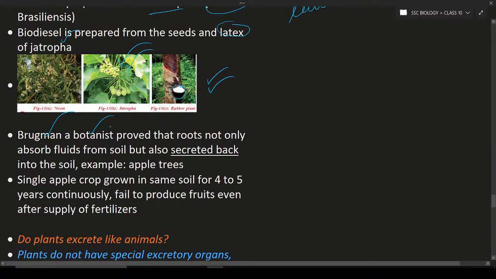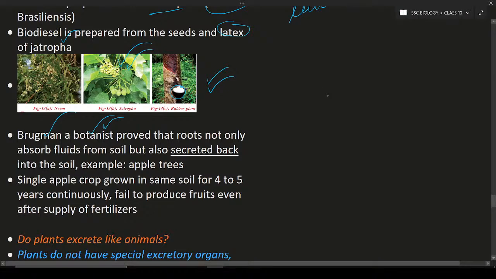Coming to the topic, Brugman is a scientist. He is a botanist. Botanist means a person who studies plants. They proved that roots not only absorb fluid from the soil, but also secrete back into the soil. Example, apple trees. So what he said is that roots not only absorb fluid from the soil, but also secrete some solutions back into the soil. That is said by Brugman.